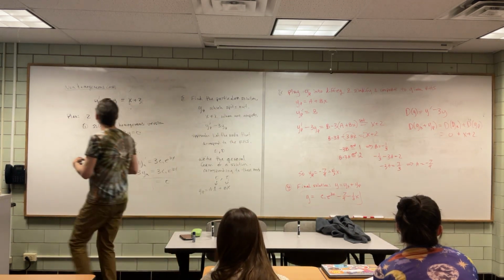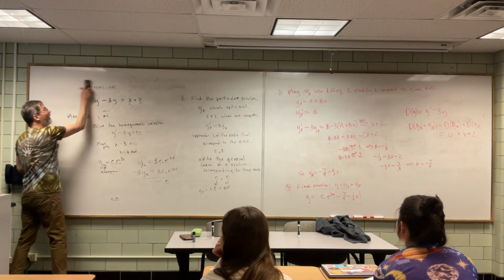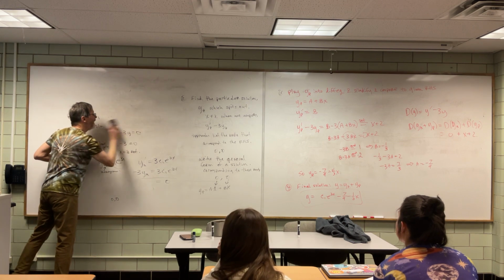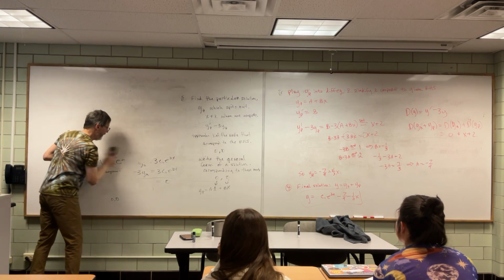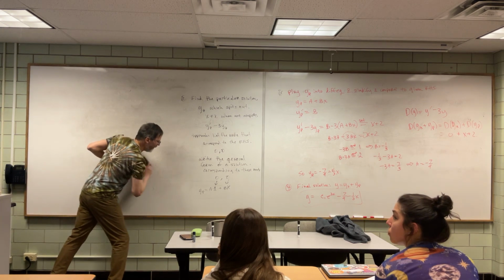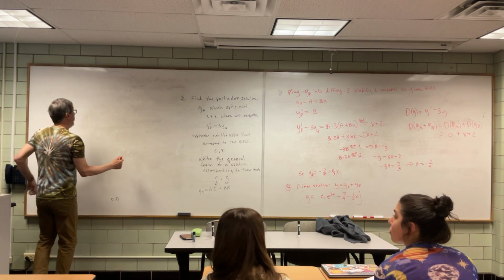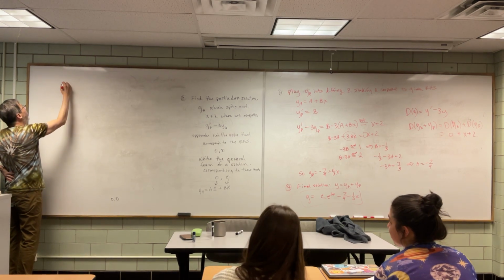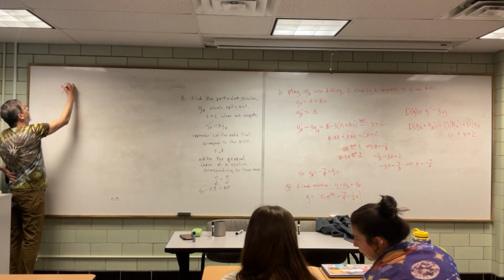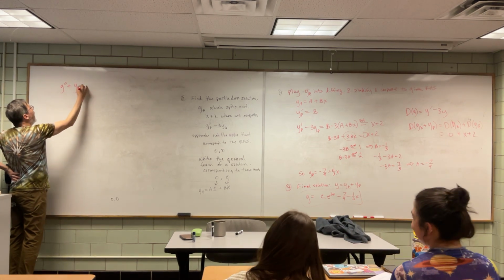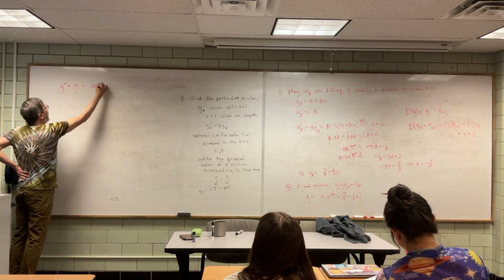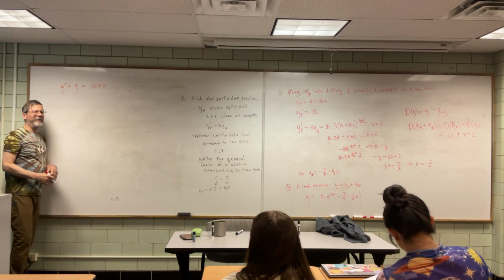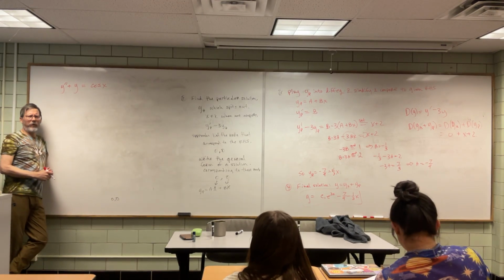Other questions on this? I wanna do another one. Alright, let's do one more. I'll do this one with you again. So let's say I've got y double prime plus y equals cosine of x. It's gonna get weird.